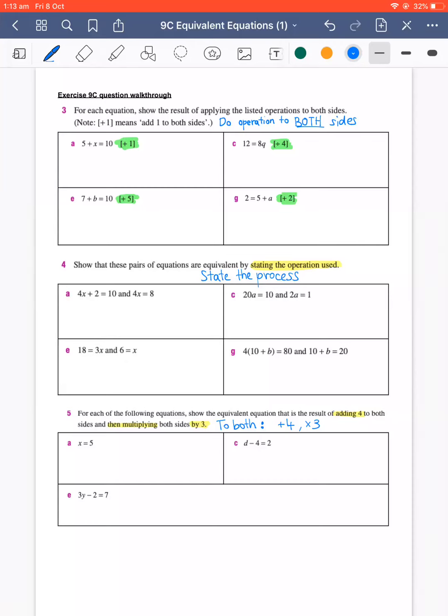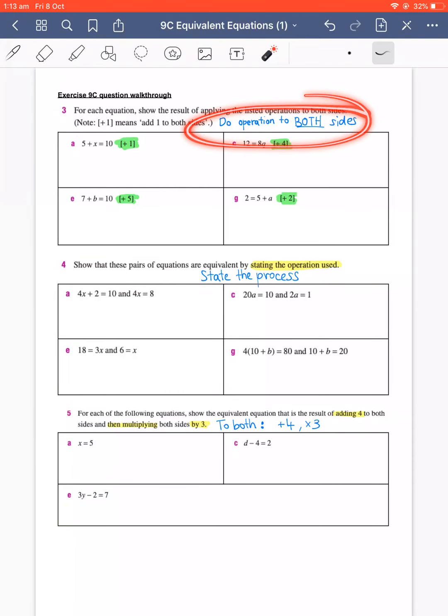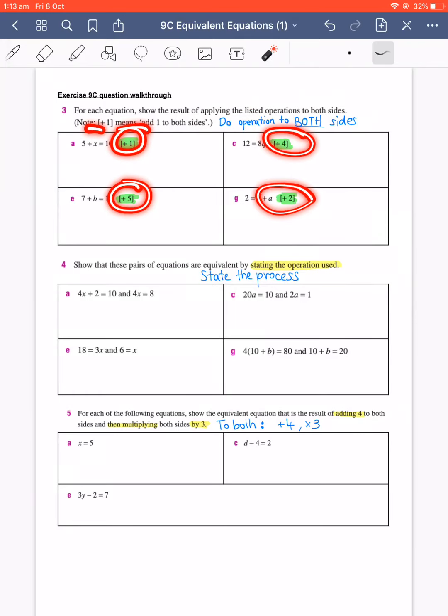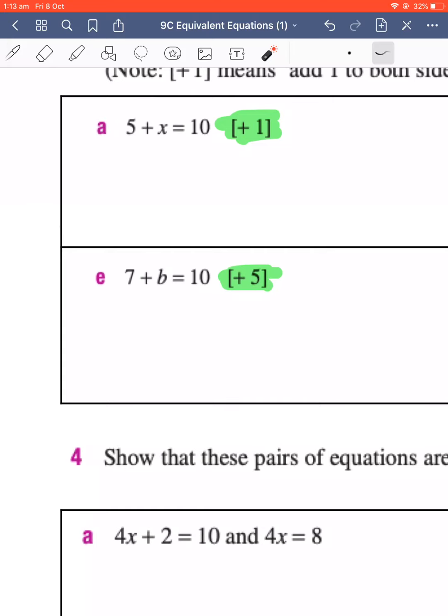This is to walk you through your questions. So again, keep in mind what we're doing for each question. With question number 3, what you are doing is the operation that's stated within the square brackets, and you're doing it to both sides. So let's go through what these will look like. These should be nice and simple, nice, easy, and banging it out.